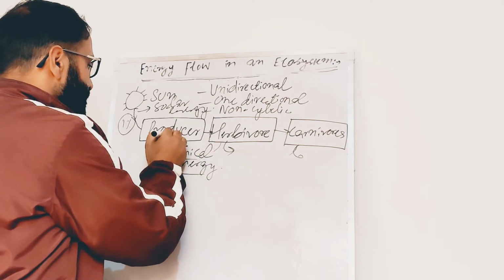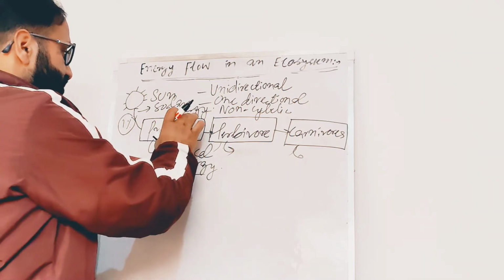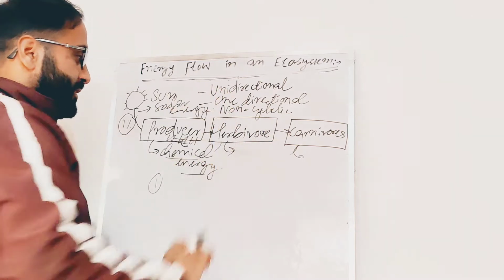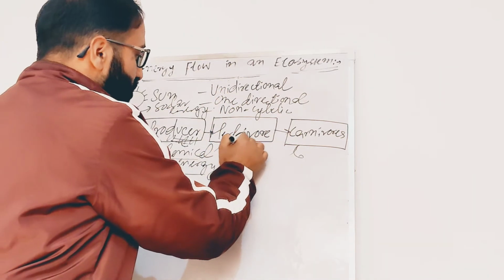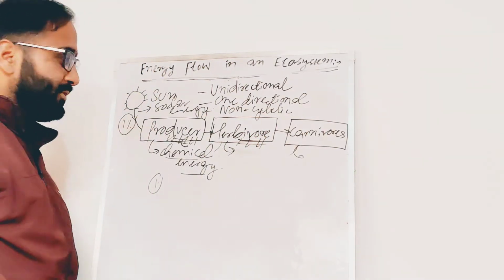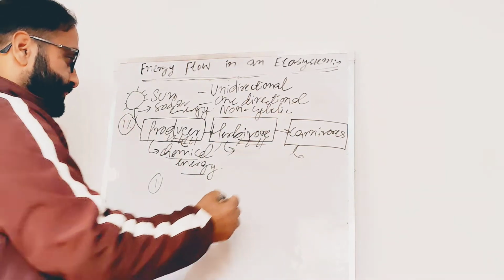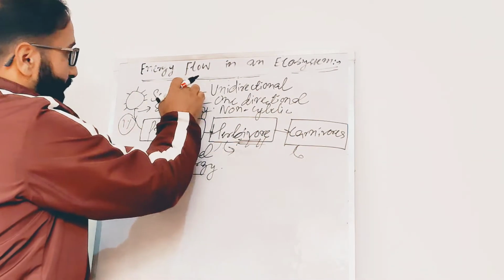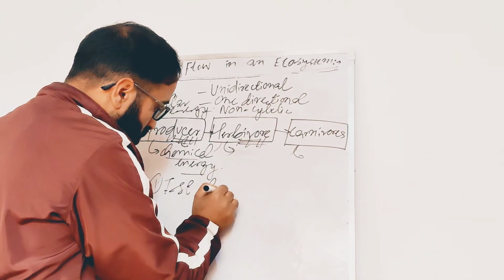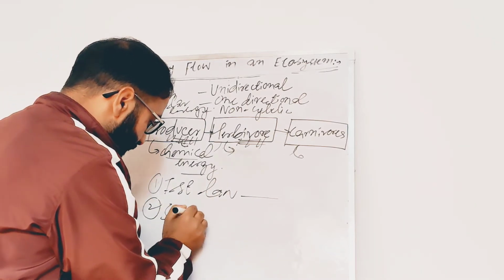Now these producers are mostly plants. They possess chemical energy. When these producers are eaten up by herbivores, some part of the chemical energy gets transferred into herbivores. Now these herbivores are eaten up by carnivores, and some amount of energy present in the herbivores gets transferred into carnivores. So this energy flow is following the first law of thermodynamics. It also follows the second law of thermodynamics.